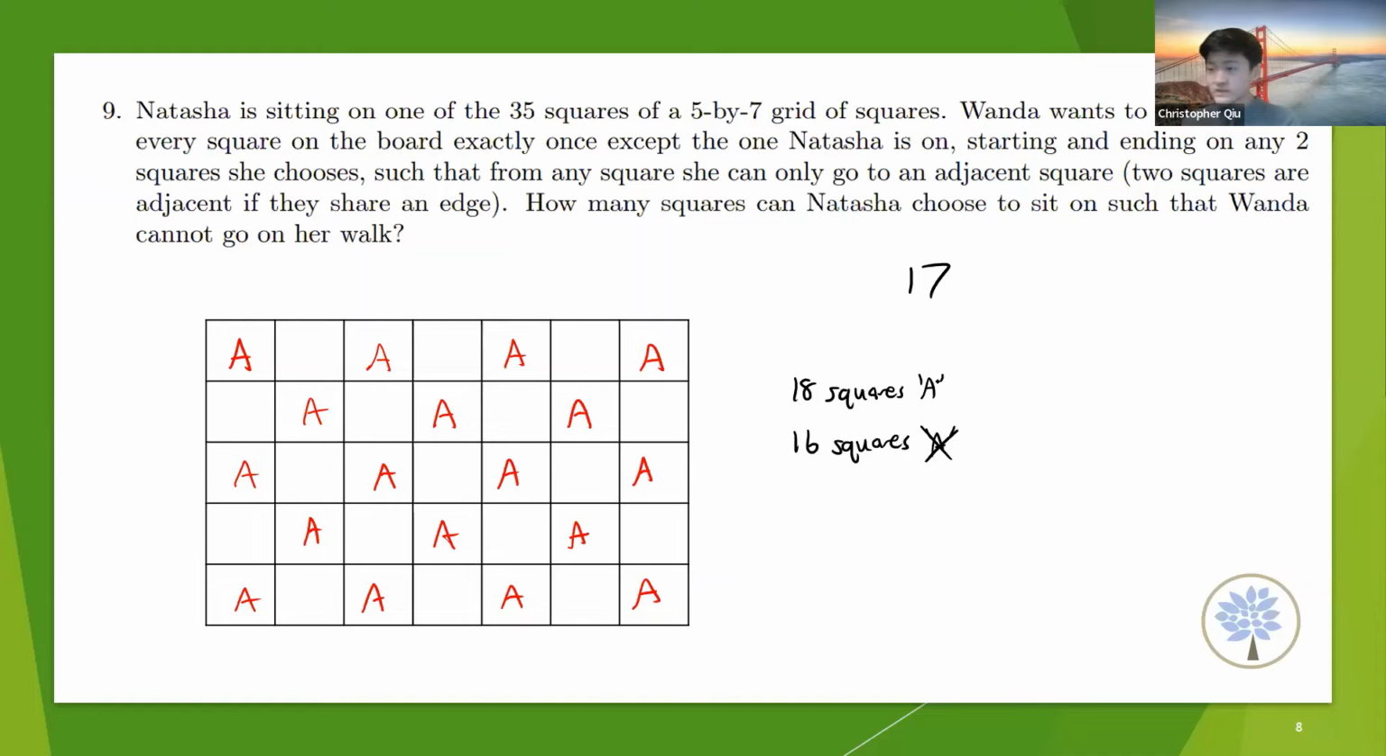So what that means is the squares where Natasha can choose to sit so that Wanda cannot go on her walk are exactly the squares that are not labeled A. And there are 17 of them. So 17 is the final answer. Okay, so that's this very interesting problem. What we're doing is we're coloring the board in a chessboard fashion, and then we're making observations based on this.